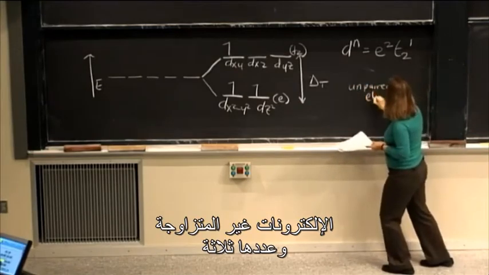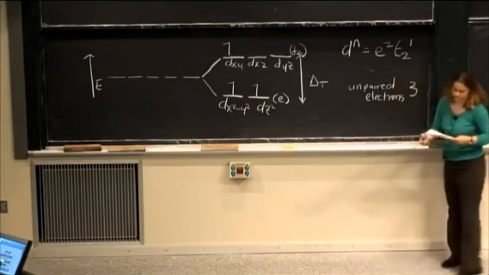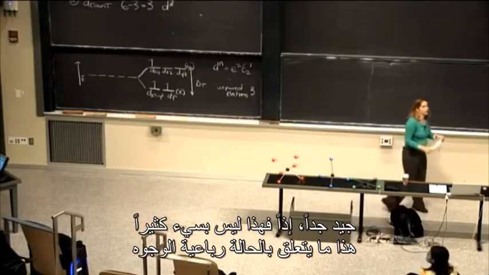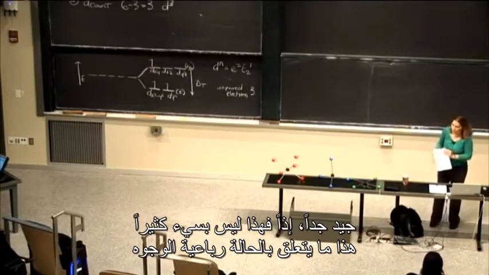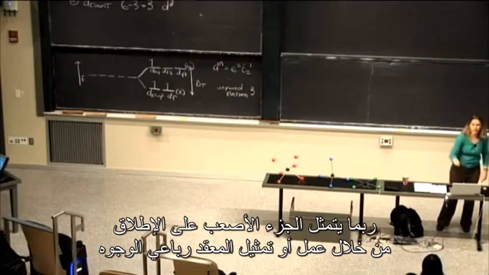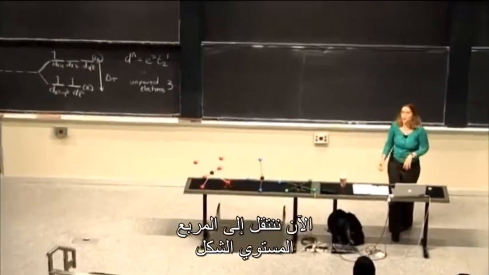Unpaired electrons, and that is 3. All right, so that's not too bad. That's the tetrahedral case. The hardest part is probably making your tetrahedral complex. Now square planar.